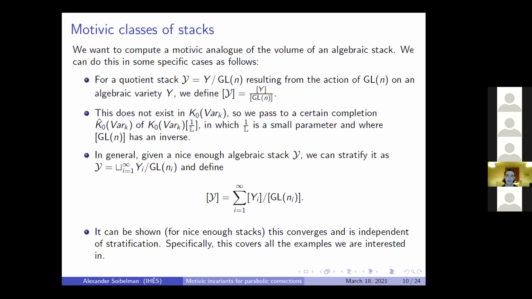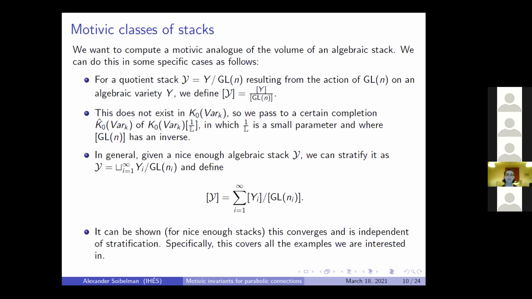In this case I have to divide by the class of GLn, and 1 over the class of GLn is not going to be in my Grothendieck ring. So instead of doing computations in the Grothendieck ring, I have to do computations in some sort of completion where I can actually make the class of GLn invertible.